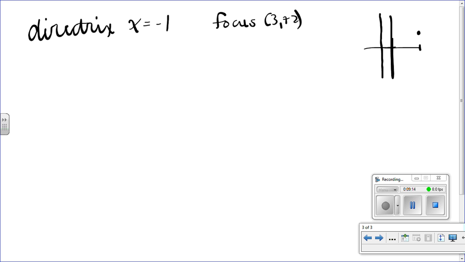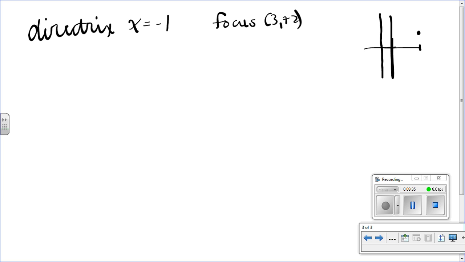Which way does this open? Right, it opens to the right. So what's being squared on this problem? Y is being squared. I know all of this just from looking at this because remember, the directrix is on the outside and the focus is on the inside.